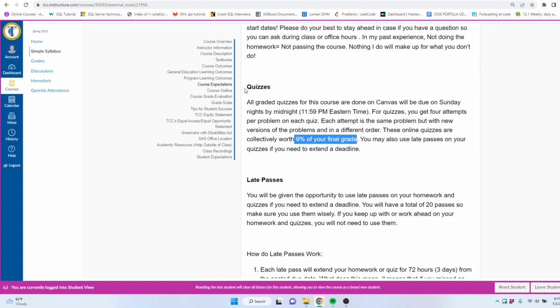The difference between quizzes and homeworks is you only have a limited amount of attempts per problem, and then that's it. So for a quiz, you'll get 4 attempts per problem.